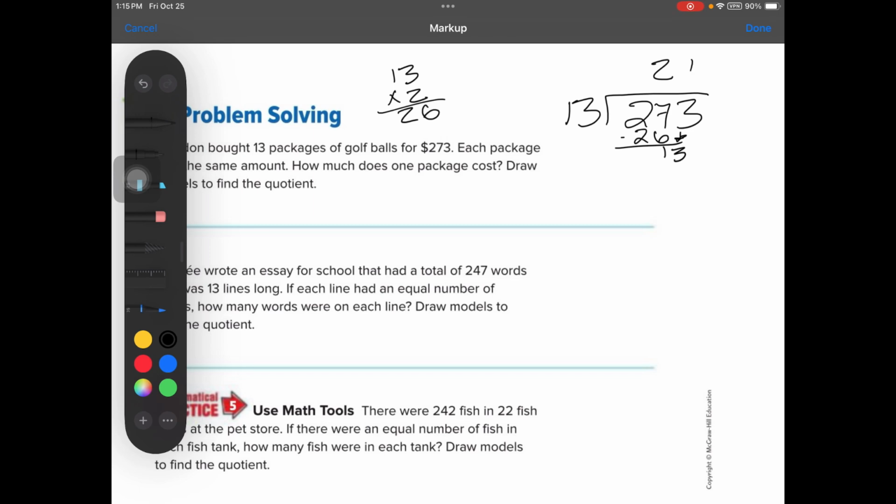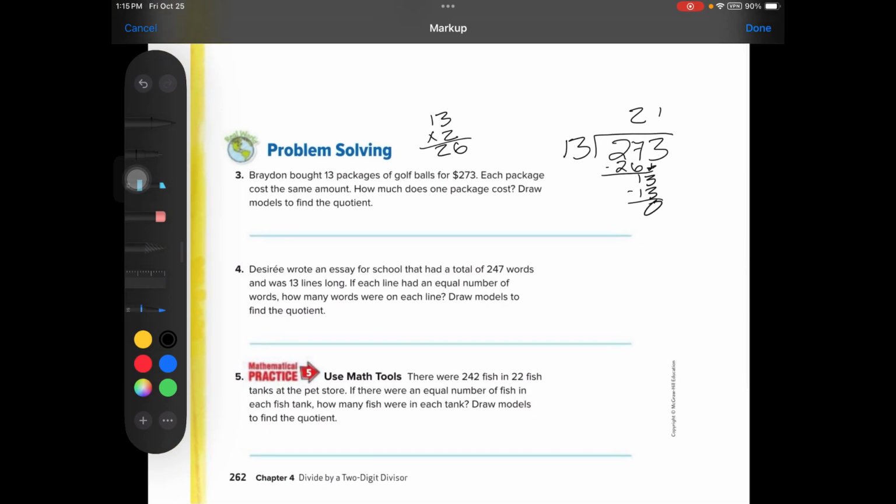13 goes into 13 one time. Oh, I love it when it works out that way. Perfect. So each package costed the same amount. Each package, $21. Now you're welcome to draw models if you wish, but you will not be marked wrong if you do not. But please make sure you definitely have this work right here, or I'll make you watch the video again.